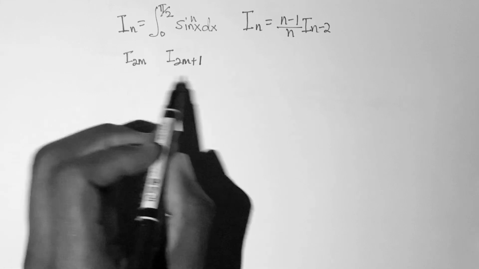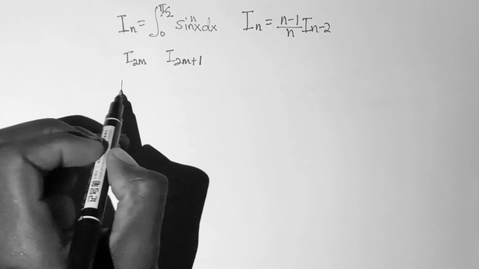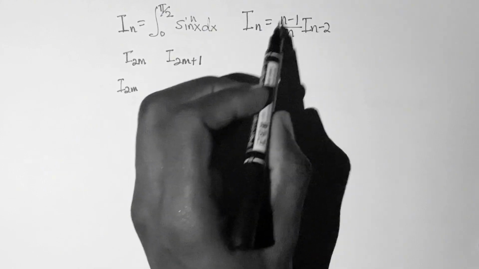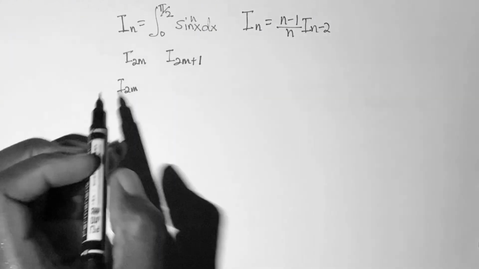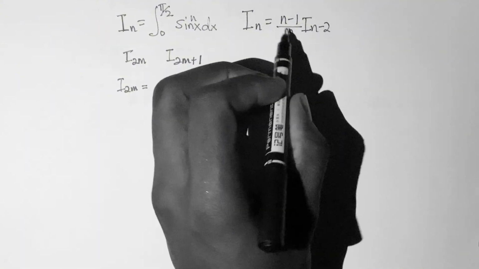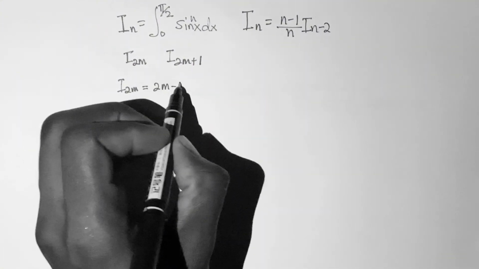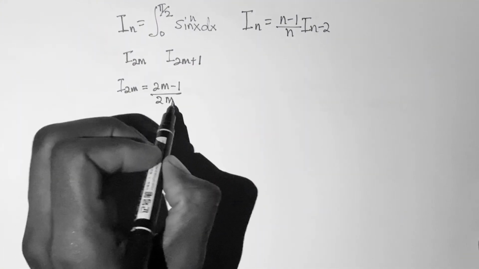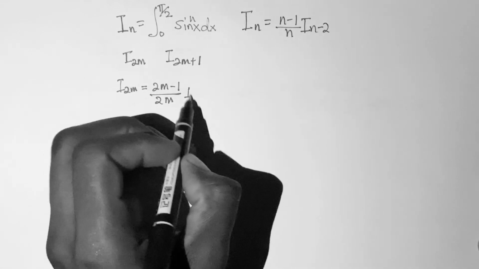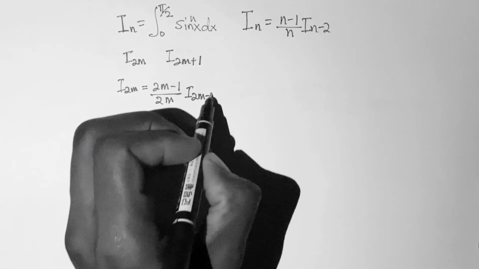So let's start with the even numbers. What is I of 2m? It means that wherever we see n here, we need to replace it with 2m. So this becomes equal to 2m minus 1 divided by 2m, then I of n minus 2 becomes I of 2m minus 2.